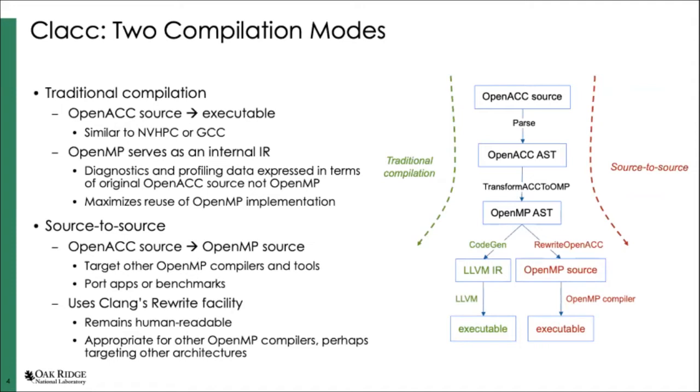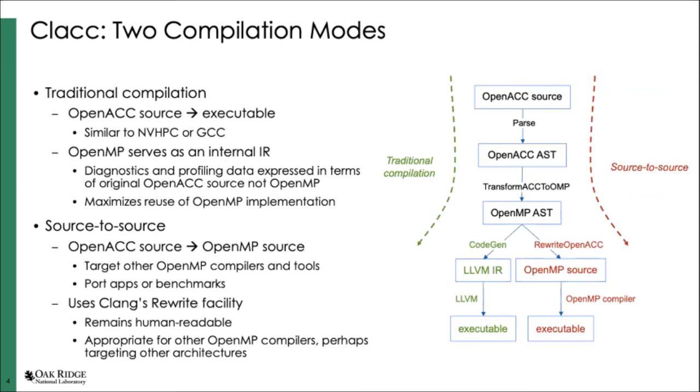Because Clacc translates OpenACC to OpenMP for the sake of traditional compilation, it seems reasonable to expose the OpenMP source to users who want it. So this is the goal of source-to-source mode. Why would a user want to generate OpenMP source? There are many possible reasons. For example, a user might want to target a different OpenMP compiler that offers some optimization or architecture support that upstream Clang doesn't yet offer, so that he can bring that support to OpenACC. Another possibility is to port apps from OpenACC to OpenMP.